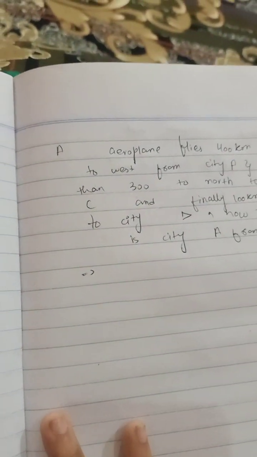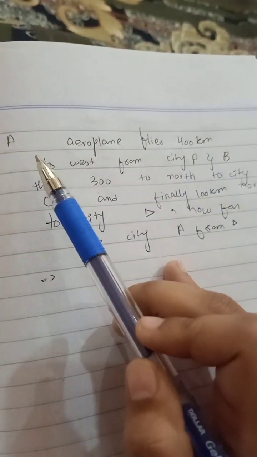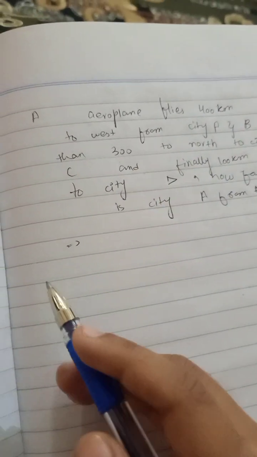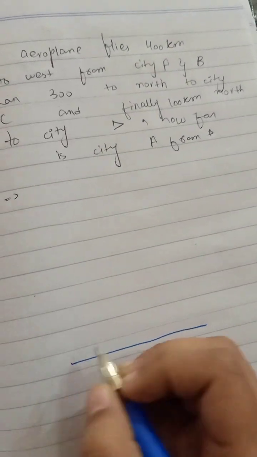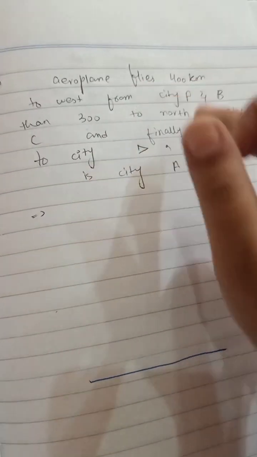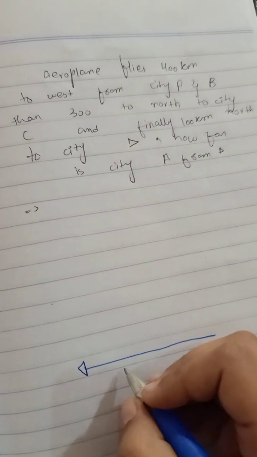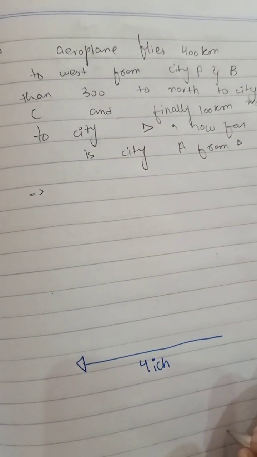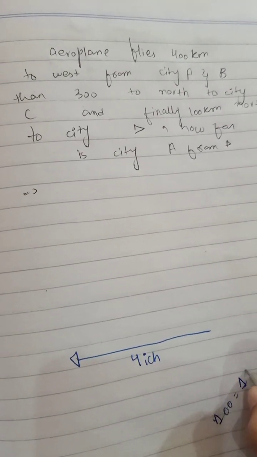So we have the next problem: an aeroplane flies 400 kilometers to the west. Here you can see north, east, west, south. We have considered 400 kilometers as 4 inches, representing 100 kilometers as 1 inch.